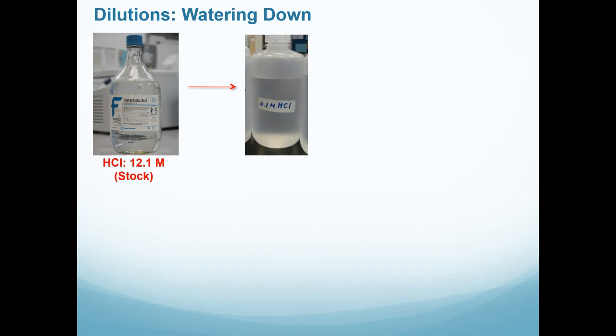So something else that's very common to do, again, when we buy different chemicals, especially acids, we buy them really concentrated, so that way we can store less volume, and then we can water it down to whatever concentration we need. And that initial solution that we buy is called a stock solution, and watering it down is called a dilution. So we're taking a 12.1 molar solution, and then we're watering it down to 0.1 molar, which is a lot easier to work with, or a lot safer to work with.